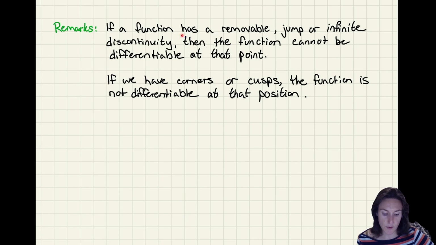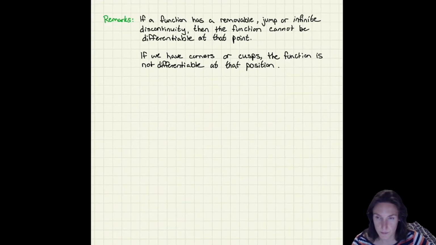And then, as I said before, if a function has a removable, jump, or infinite discontinuity, then your function cannot be differentiable at that point. And also, if we have corners or cusps, the function is not differentiable at that position. So hopefully that was helpful in allowing you to see the difference between continuity and differentiability.